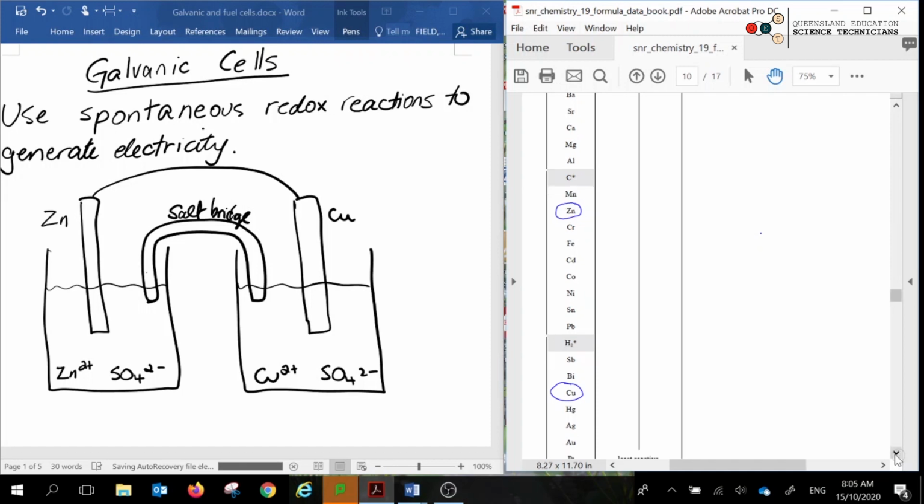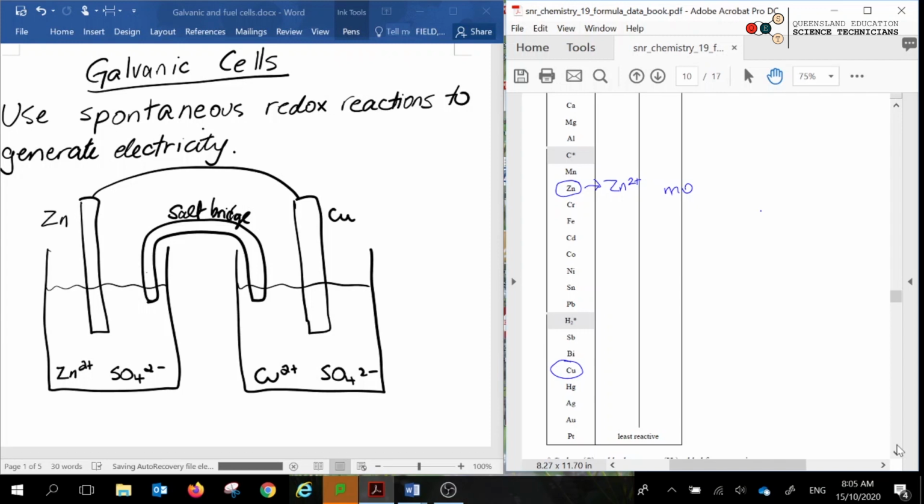Copper is less reactive than zinc, so it really wants to stay as copper. It's very unlikely that it's going to be oxidized to form copper ions. Zinc is more reactive, so it is able to be oxidized. It will form zinc 2+ ions through oxidation. The more reactive is oxidized, and if it's oxidized, that means it is the anode. So our cathode in this case will be the copper.